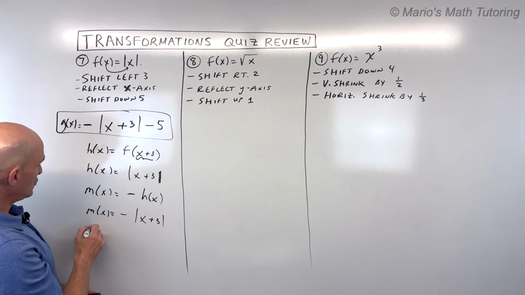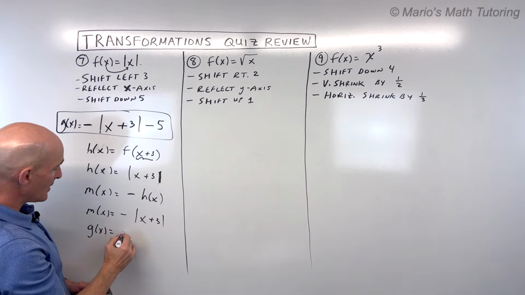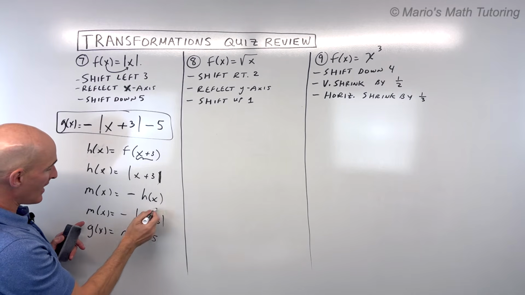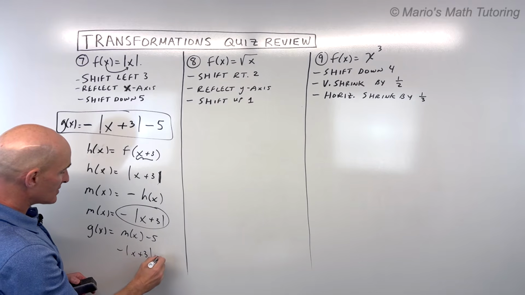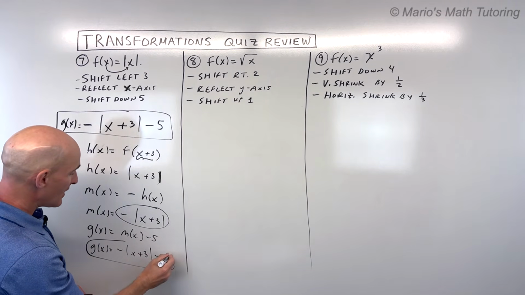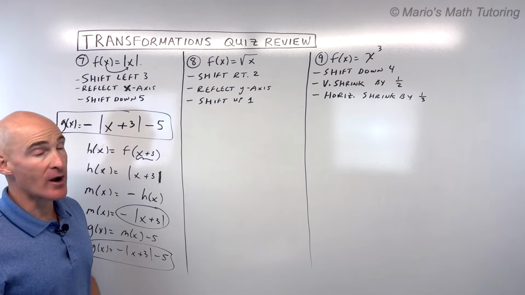Then we finally get to g of x, which is our final function. We're shifting down 5. We take this previous function, m of x, we subtract 5. But what's m of x? That's this whole thing here. So we're taking that whole thing, subtracting 5. That's going to give us g of x. So that's one way to do it. If there's a lot of steps involved, you want to make sure you get it correct.